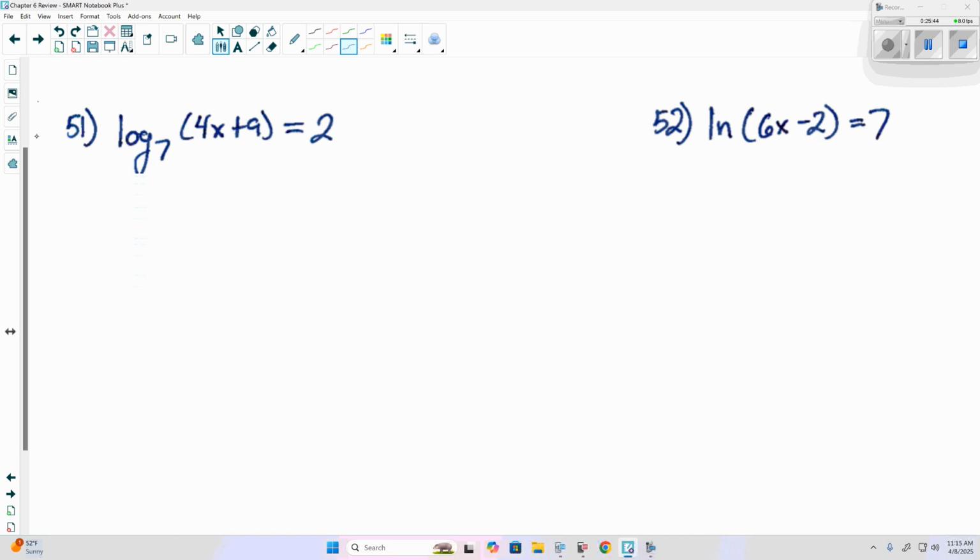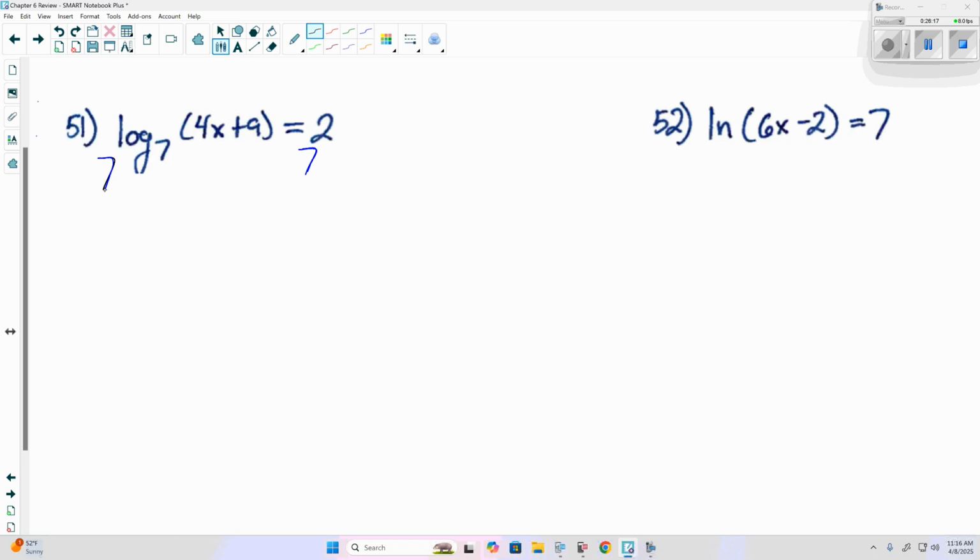51, 52, we're looking at now logs. We're starting off with x inside the log. We need one term on both sides. So if we look at 51, the log is on one side, it's by itself. 2 is on the other. So our first main step is to get the variable out of the log. And we're going to put both sides to the base of what the log's base is. The log's base is 7, so we're going to put both sides to the base of 7.